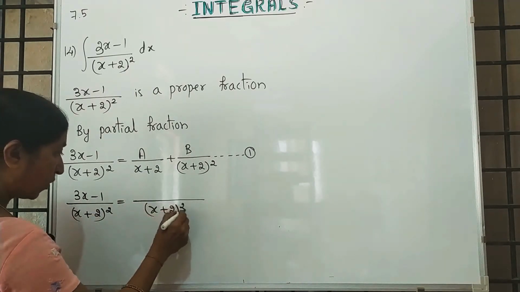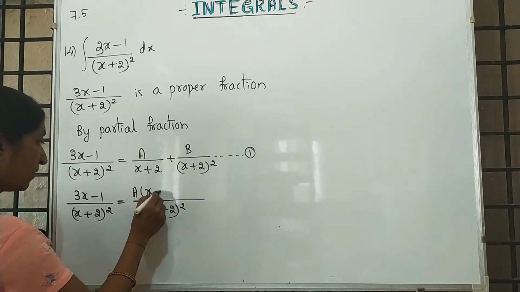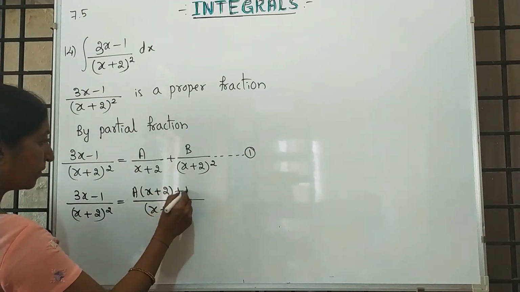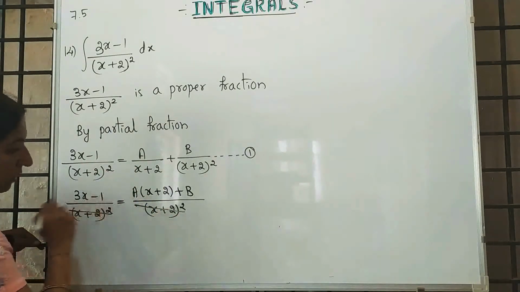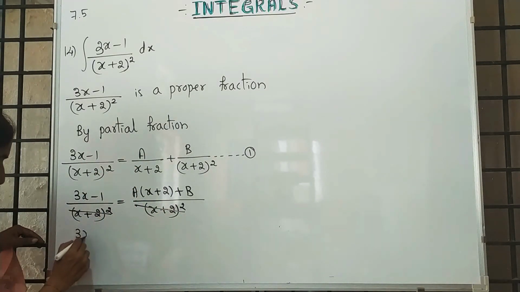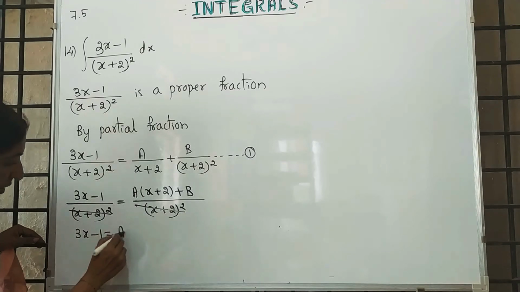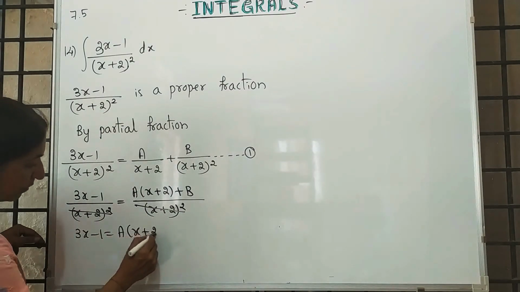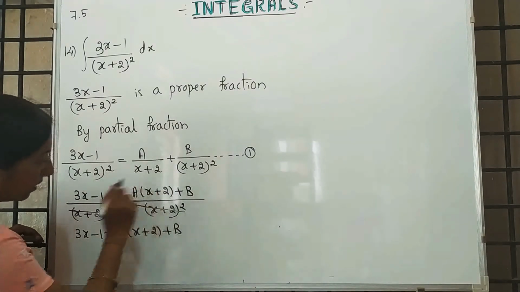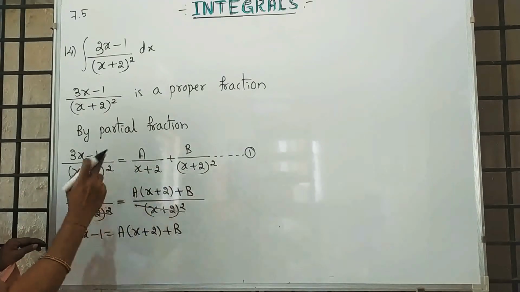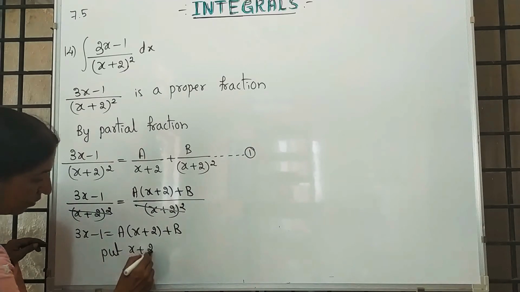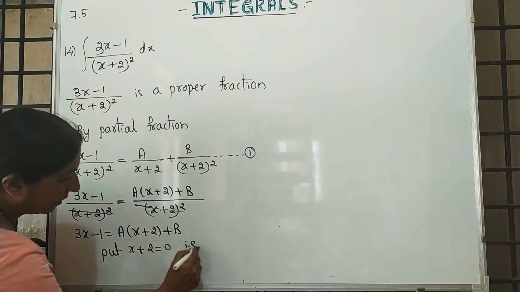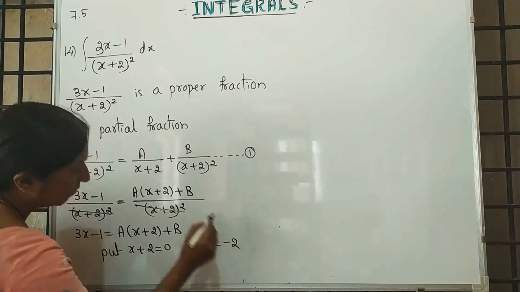With a, already one term is there, so it is multiplied with one more term, plus b, already the highest term is there, so no need to multiply. The denominators get cancelled. 3x minus 1 is equal to a into x plus 2 plus b. It is repeated, that's why we are taking it only once. Put x plus 2 is equal to 0, that is x is equal to minus 2.